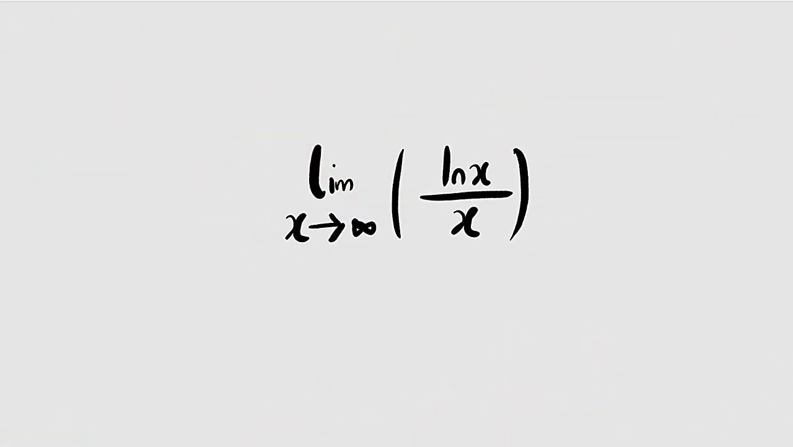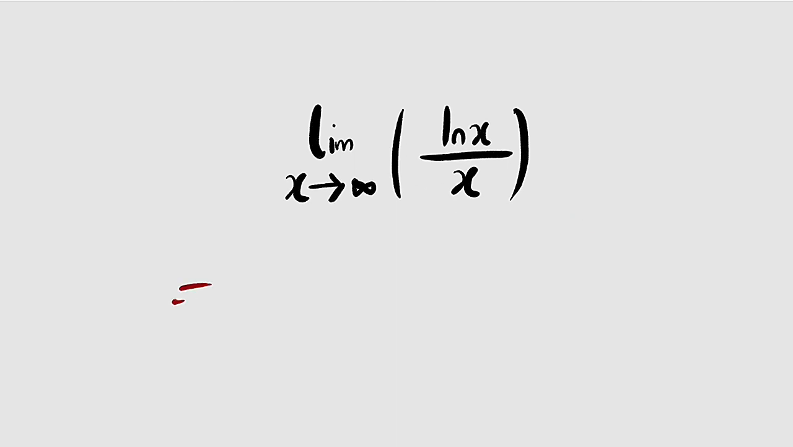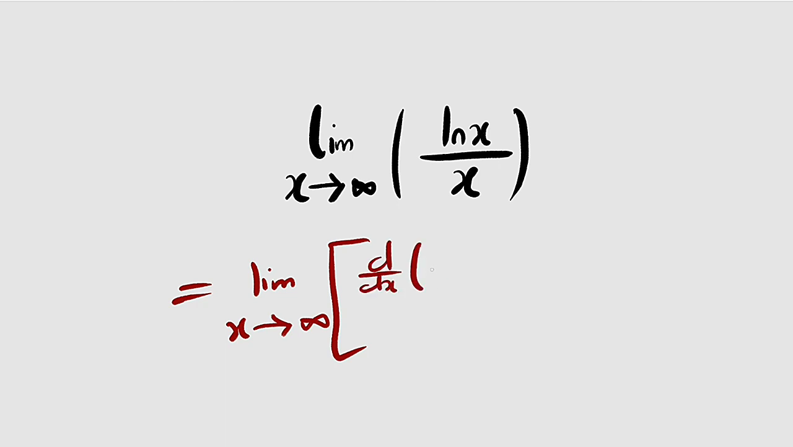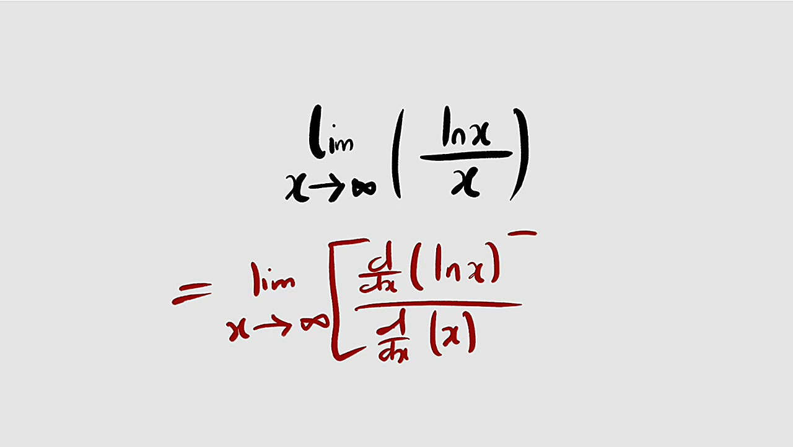Let us take the last one. So here is the last problem. We have the limit as x approaches infinity of the function natural log of x divided by x. If you substitute infinity, you're going to obtain infinity over infinity, which we don't want. Therefore, we are going to differentiate the top and the bottom separately. So this is the same thing as the limit as x approaches infinity of the function d over dx of natural log of x divided by d over dx of x.